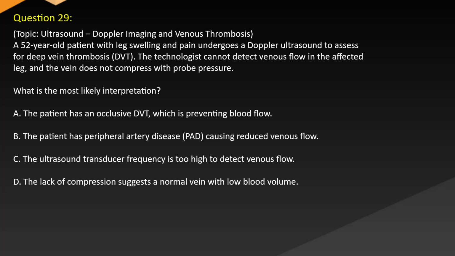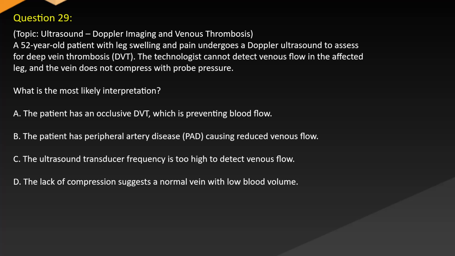Question 29. Topic: Ultrasound. Doppler imaging in venous thrombosis. A 52-year-old patient with leg swelling and pain undergoes Doppler ultrasound to assess for deep vein thrombosis, DVT. The technologist cannot detect venous flow in the affected leg, and the vein does not compress with probe pressure. What is the most likely interpretation?